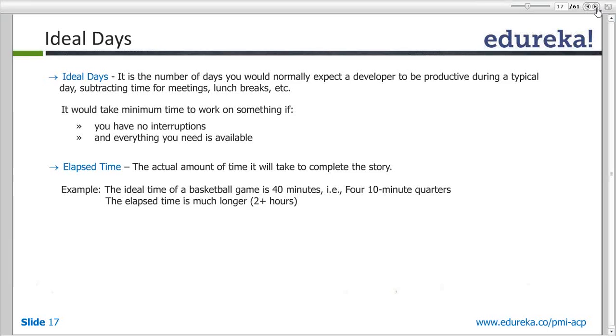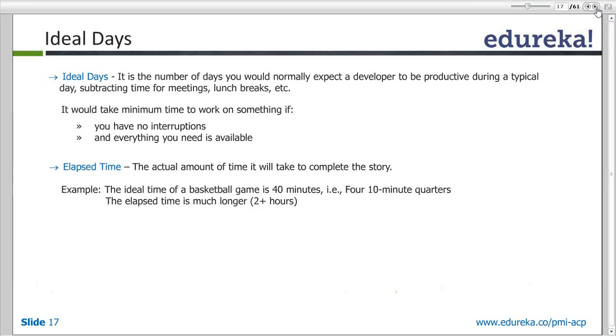So ideal days, it is the number of days you would normally expect a developer to be productive during a typical day, subtracting the time for meetings, lunch breaks, etc. It would take minimum time to work on something if you have no interruptions and everything you need is available. So this is a very ideal scenario where you have no distraction. Whatever you need to do, your task is available. There were no impediments. Everything was hunky-dory. Everything went very well. Right? And the elapsed time is the actual time it will take to complete the story.